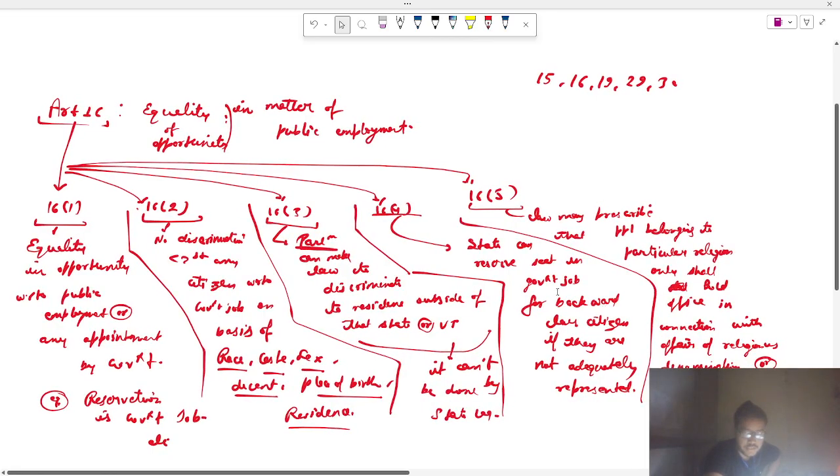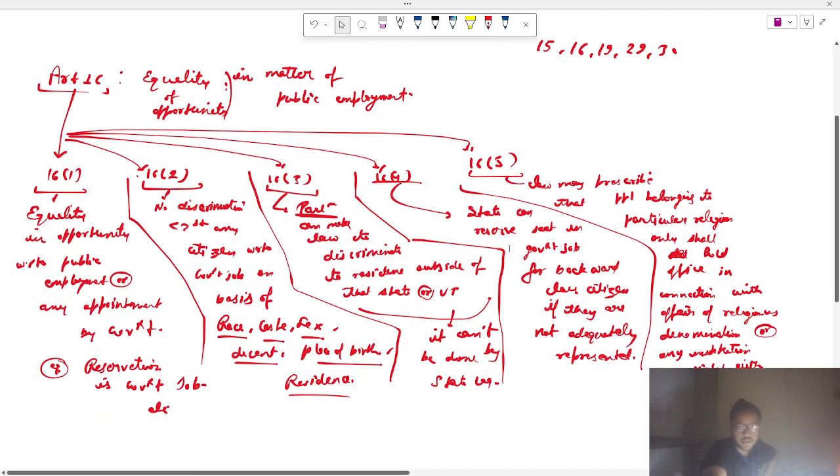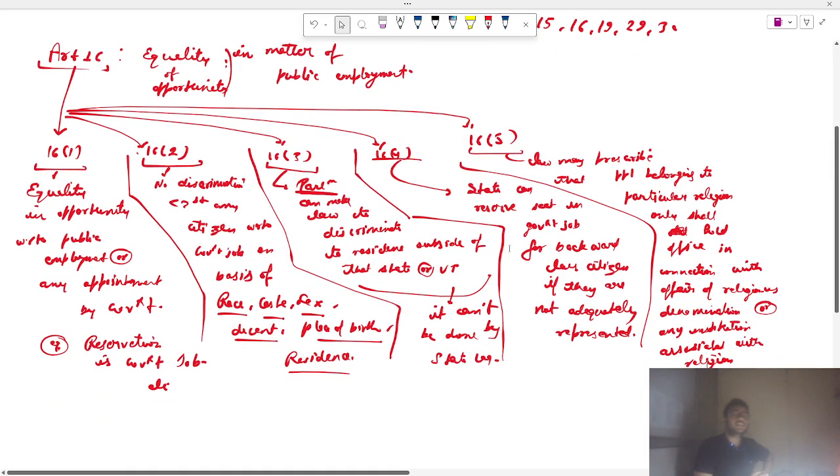in the affairs of a religious denomination or any institution related to the religious denomination. Now, these are basically Article 16.1, 16.2, 16.3, 16.4, 16.5. Article 16.1, equality in opportunity with respect to public employment. Article 16.2, no discrimination against citizens with respect to caste, sex, religion, descent, or place of birth or residence.